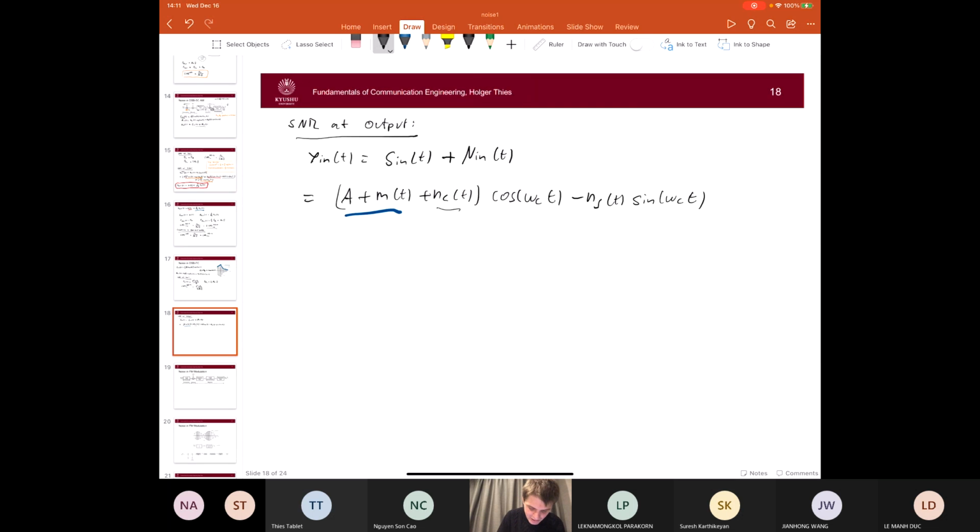So to simplify this, let us use the following. We will write this now in polar coordinates, and for this we will use the following trigonometric identity that we have used many times in this lecture. A times cosine alpha plus B times sine alpha can be written as the square root of A squared plus B squared times cosine of alpha minus theta, where theta is arctangent of B over A, right? So we have used this several times, and we will use it again now.